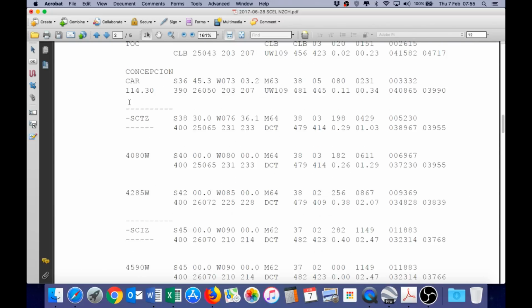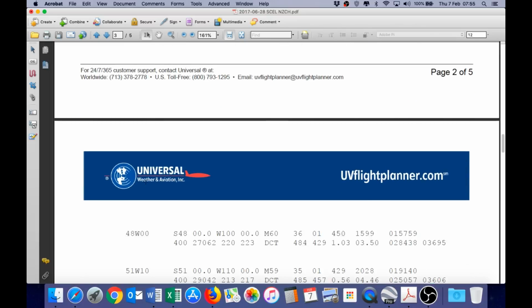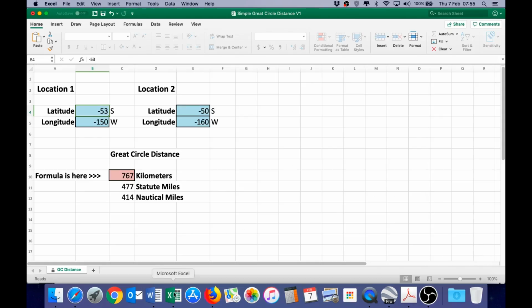Please feel free to test the distance between any points on this flight plan yourself, and you will see that they always match the calculation based on a ball with a radius of 6,371 kilometers.